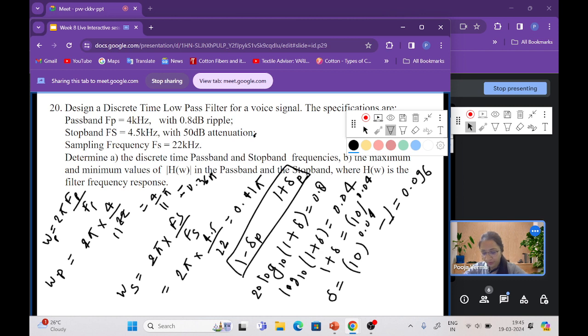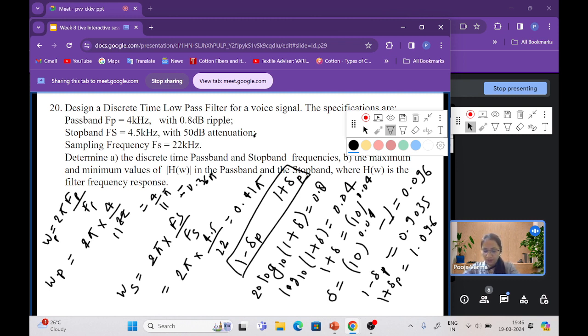Okay, so it varies from 1 minus del p to 1 plus del p. So 1 minus del p, you will get 0.9035, and 1 plus del p, you will get 1.096, right? So the maximum and minimum values of the passband are 0.9035 and 1.096, and similarly we need to calculate the value of the stopband ripple.